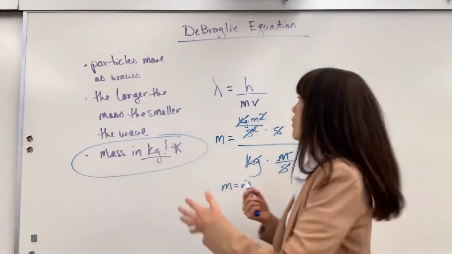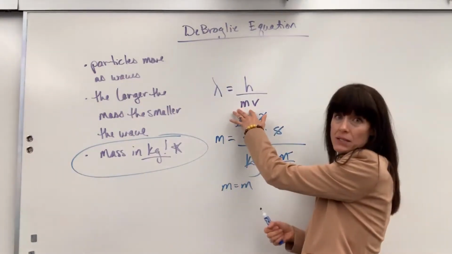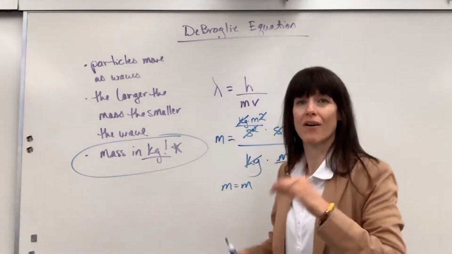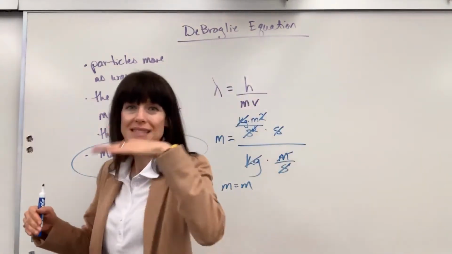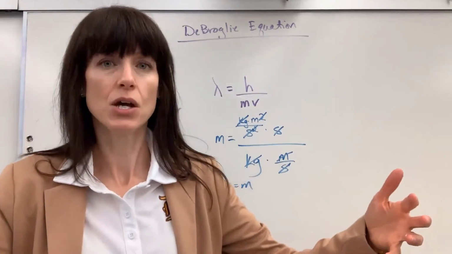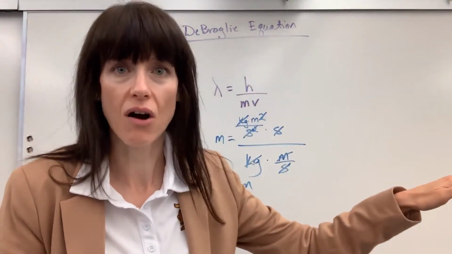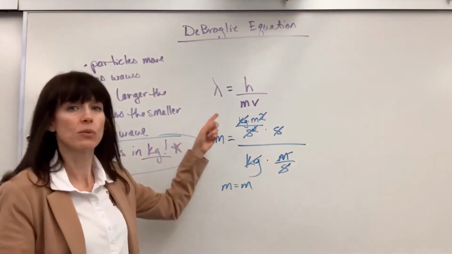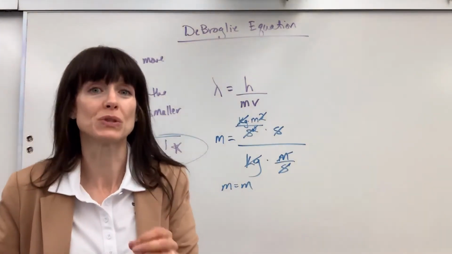Me, wow, huge mass in comparison. My wave is so small that when I walk, you can't see me oscillate. Planet Earth, huge mass. We can't visibly see it oscillate. Now we can calculate the wavelength, but it is going to be super, super small.